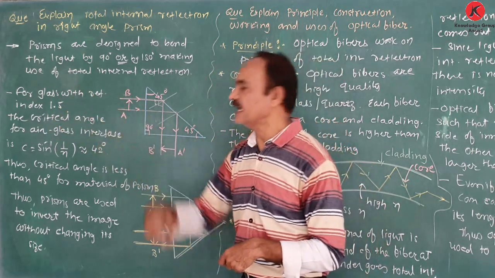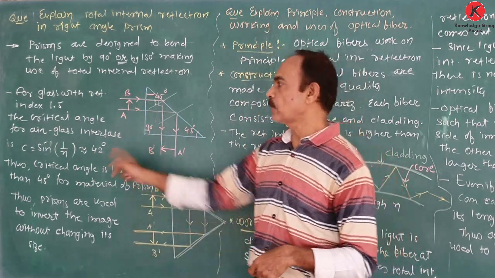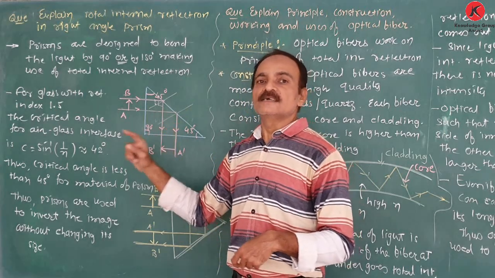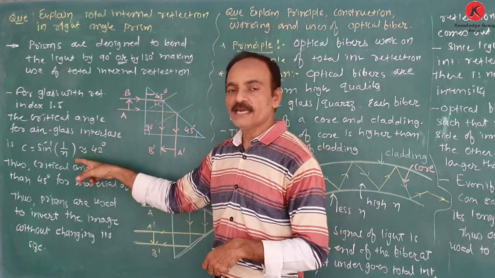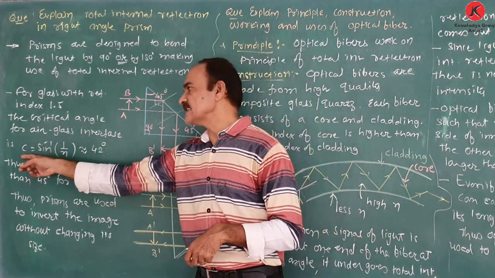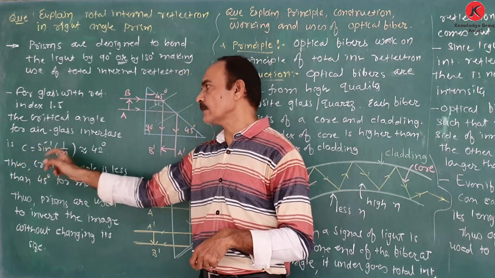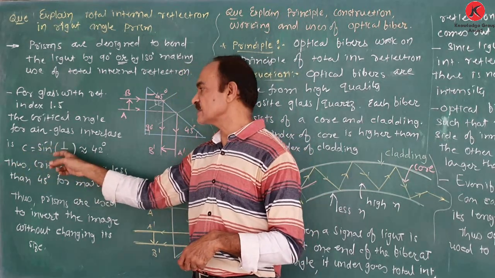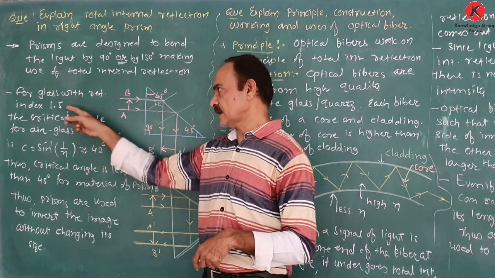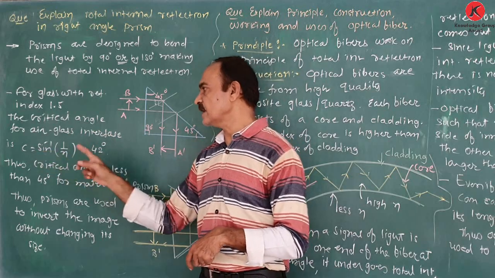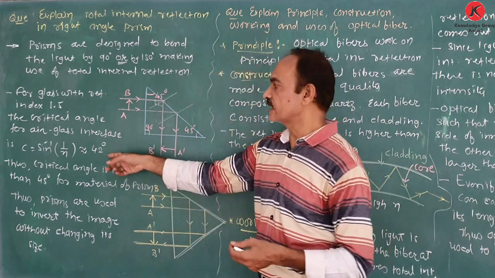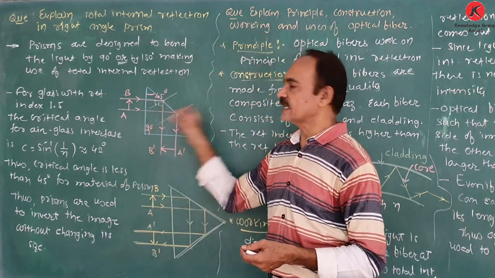Corresponding to this refractive index, what is the critical angle for the glass-air interface? We have the equation sin C is equal to 1 upon n, or n is equal to 1 upon sin C. Therefore, C is equal to sin inverse of 1 upon n. We substitute n equal to 1.5. Therefore, we obtain the angle as approximately 42 degrees. This 42 degrees is the critical angle for the glass-air interface.